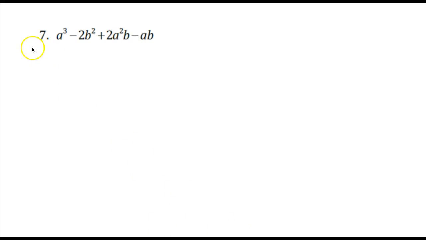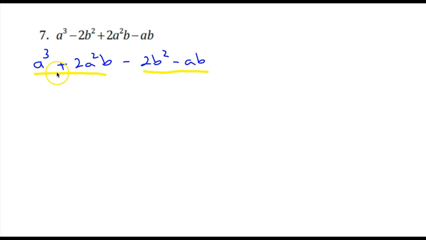So I'm going to rewrite this problem as a cubed plus 2a squared b minus 2b squared minus ab. And I'm going to factor by grouping and group the first 2 terms together and the last 2 terms together. So the greatest common factor of a cubed plus 2a squared b would be a squared. And when I remove the greatest common factor of a squared, I'm left with a plus 2b.